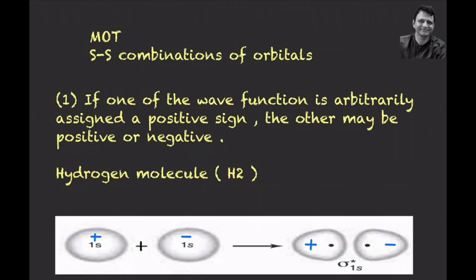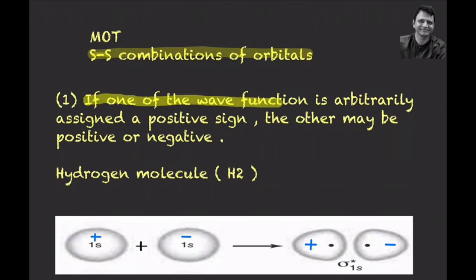So in the last class we have discussed the difference between valence bond theory and molecular orbital theory. In case of molecular orbital theory, there is linear combination of atomic orbitals. So here we are discussing those combinations one by one. Today we are going to discuss the combination of s-s atomic orbitals to form molecular orbitals. In s-s combination we are going to cover hydrogen molecule, helium molecule and lithium molecule.